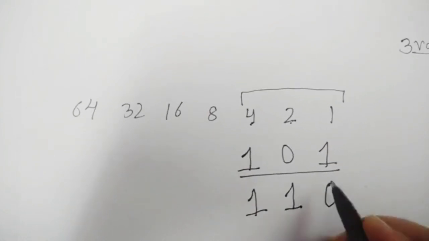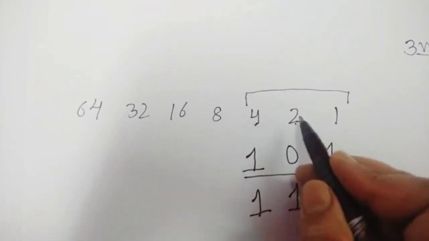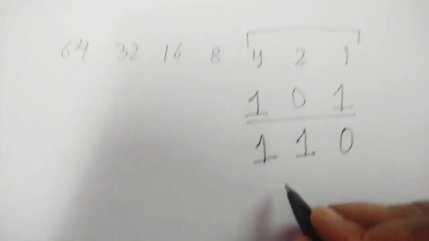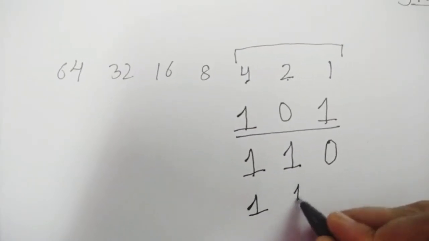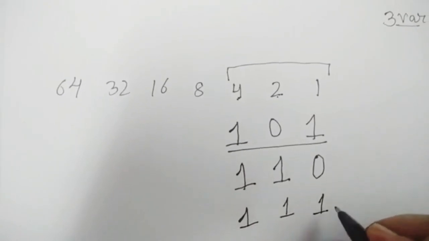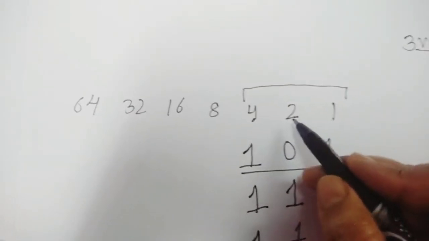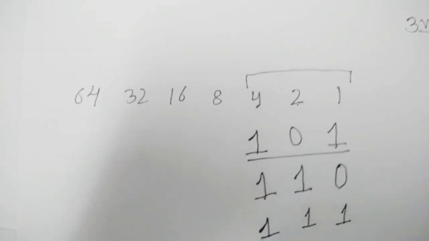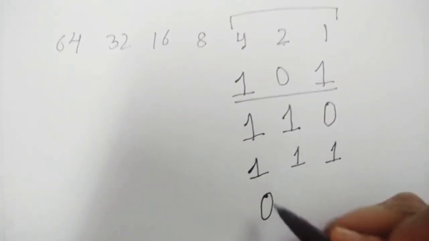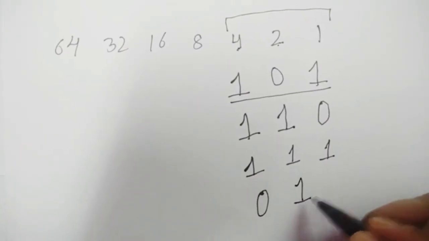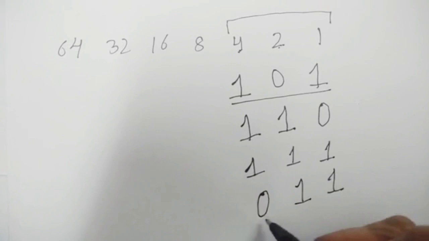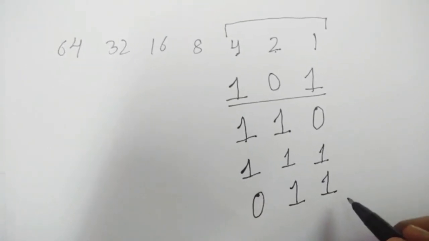Same way, how will you frame 7? 4 plus 2 plus 1. All the 3 columns are added. So 1, 1, 1. Like this, how will you frame 3 here? 2 plus 1. 4 is not added, so 0. This column is added, this column is added. So 3. Clear to all of you?